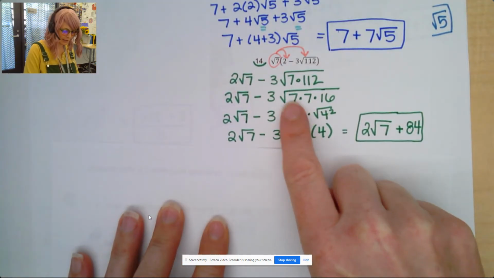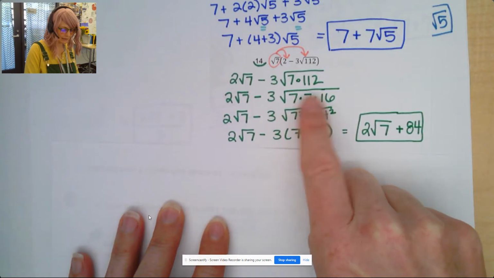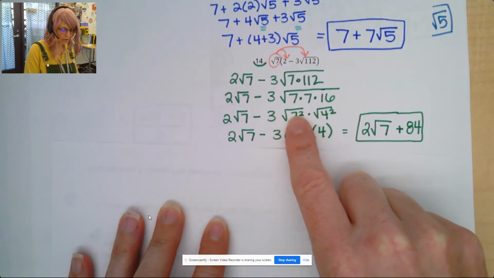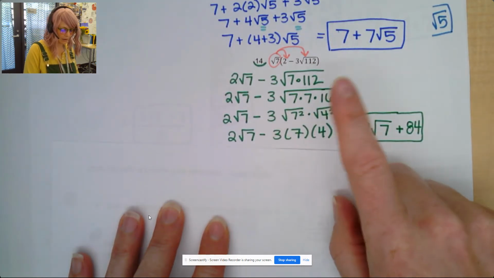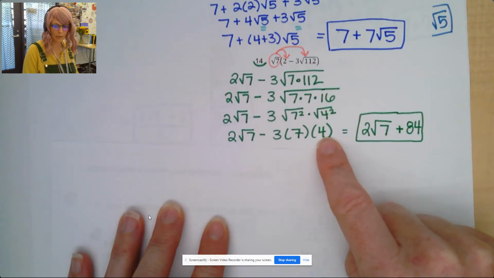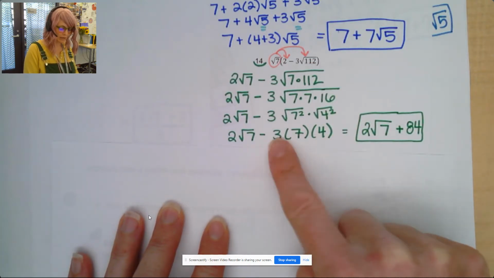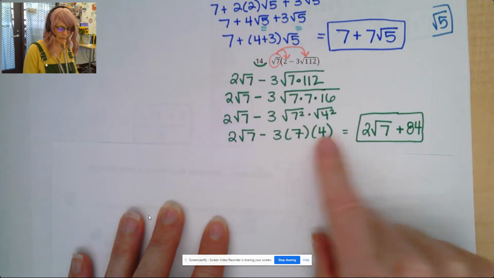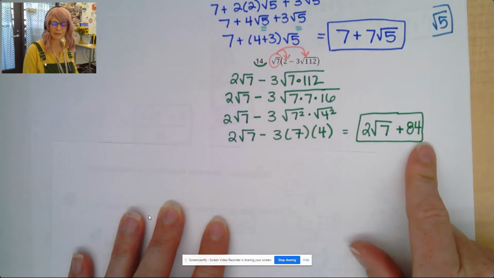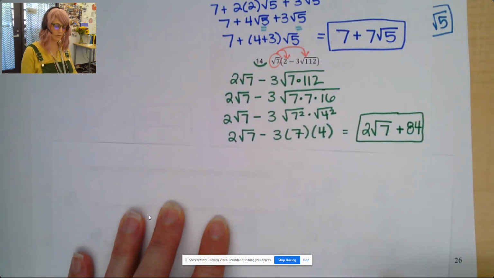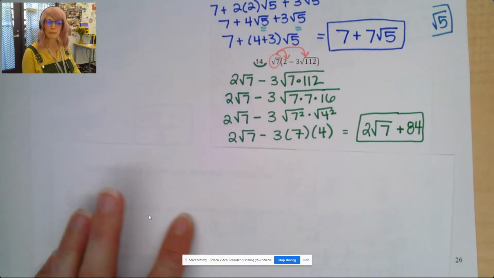So here, 7 times 7 times 16, 7 squared square root, bring out the 7, 4 squared square root, bring out the 4. And these are all being multiplied. And 3 times 7 times 4 is 84. So we have 2 root 7 plus 84. Done. If you want to put 84 plus 2 root 7, go ahead.